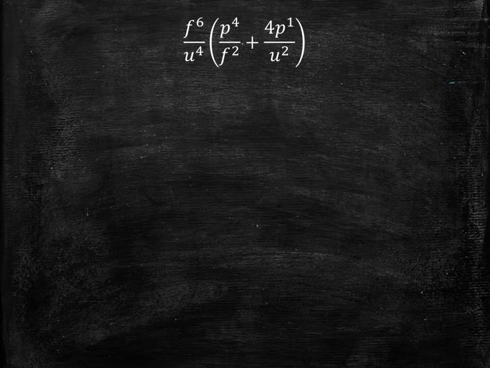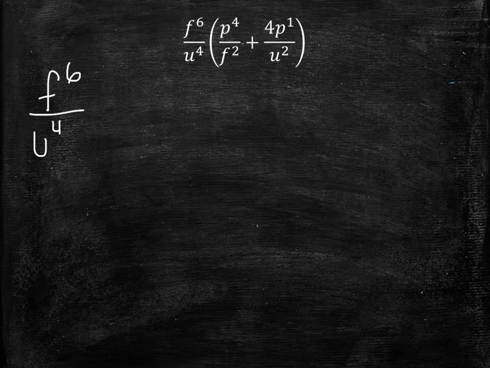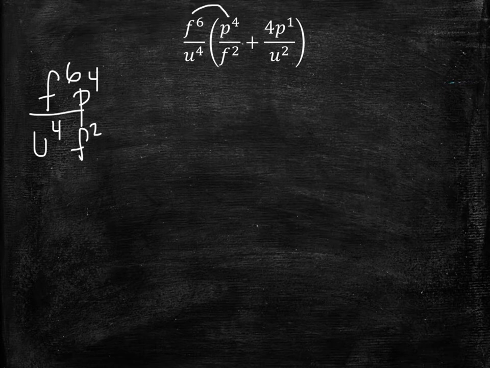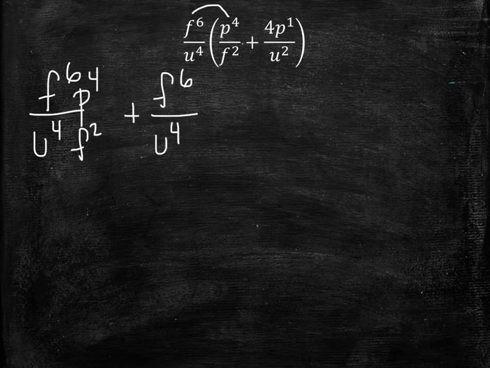So let's try this. This will be f to the sixth power over u to the fourth power times p to the fourth power f to the second power. So we multiplied these two right there. Plus f to the sixth power over u to the fourth power times 4 p to the first power over u to the second power. Now I just need to simplify.